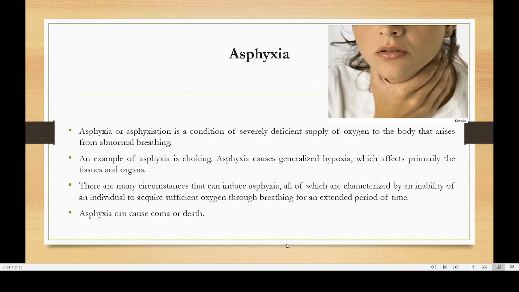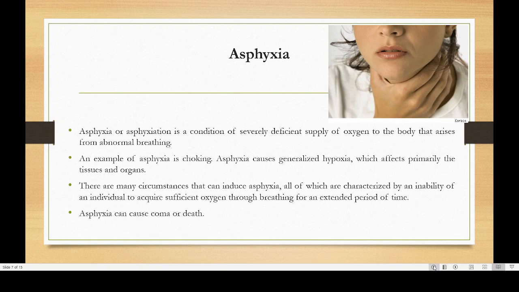Then we have asphyxia. Now in case of asphyxia, we have to understand that asphyxia is a condition of severely deficient supply of oxygen to the body that arises from abnormal breathing. See, asphyxia or asphyxiation is a condition of severely deficient, that is almost complete lack of oxygen to the body, that arises from abnormal breathing. An example of asphyxia is choking. If somebody is holding your neck like this, that will result in choking.